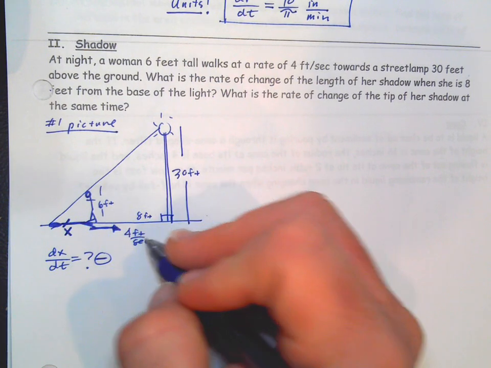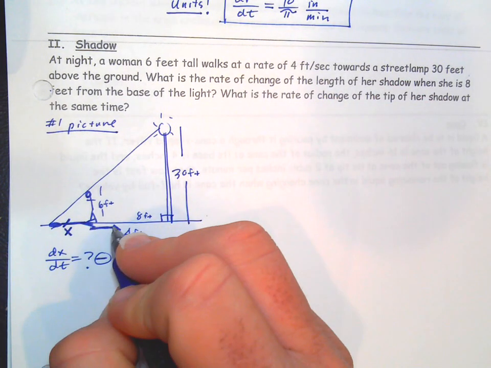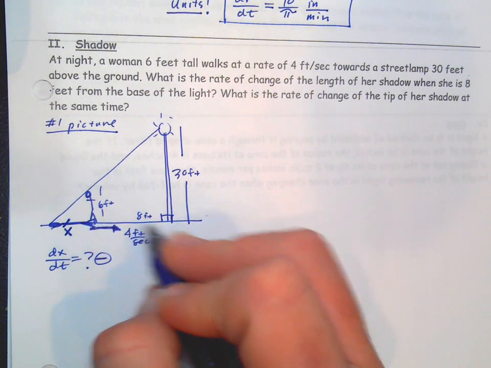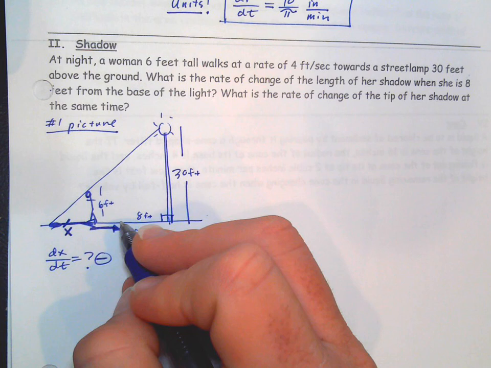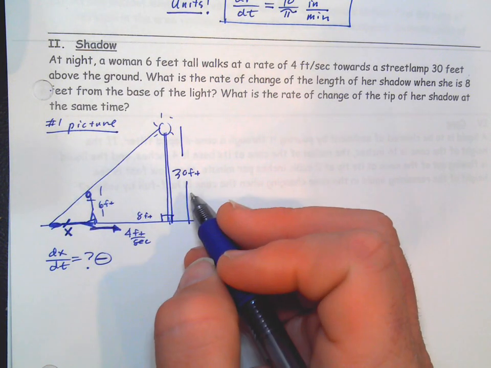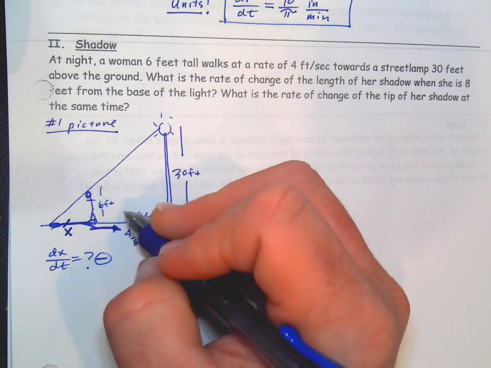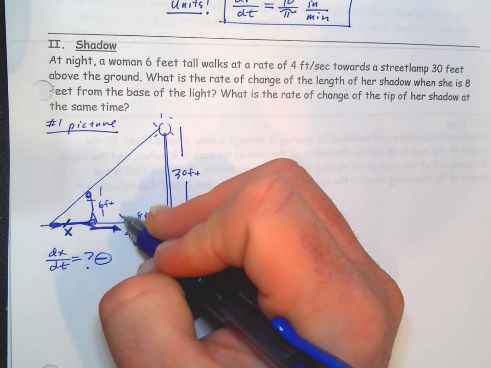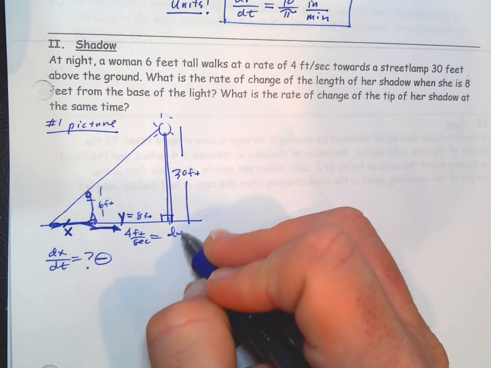Now, this rate they gave us has to be tied to something. This rate, how fast she's walking, affects the distance between her and the light. So when she walks 4 feet per second, in 1 second the distance between her and the light also changes by 4 feet. So I'm going to create a variable for this length here. I'm going to call it y. You can call it whatever you want. And so this equals dy/dt.